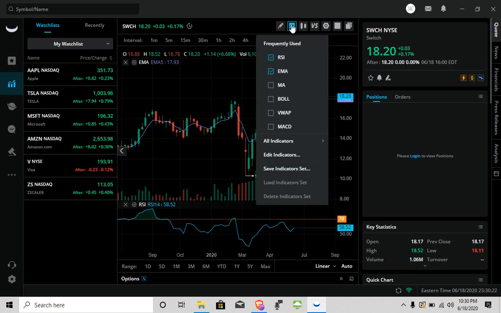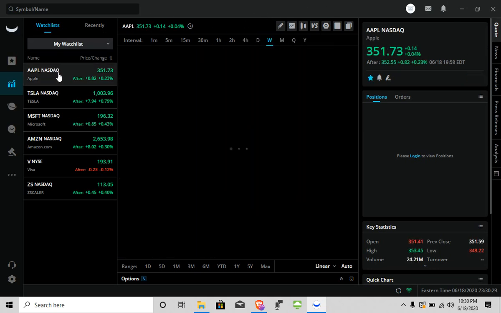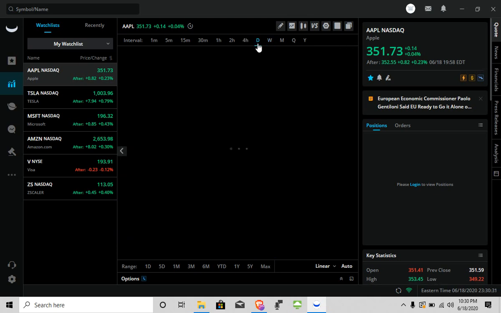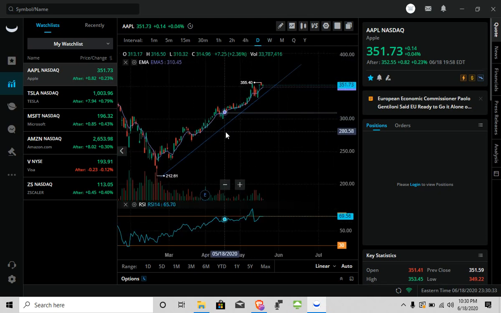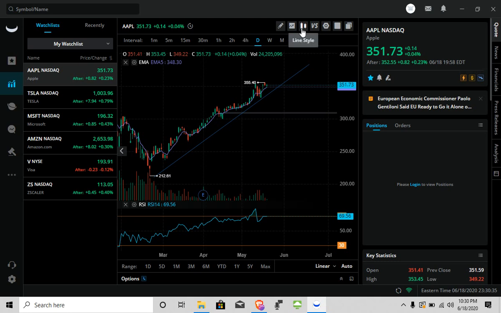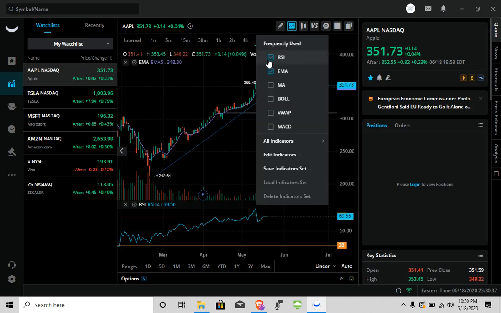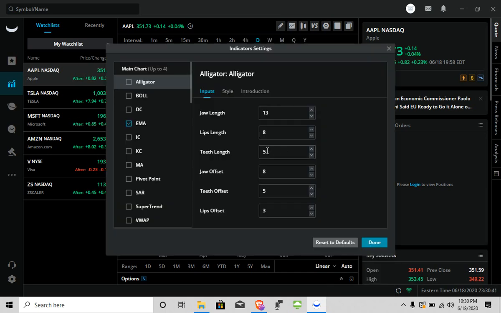So from an indicator standpoint, obviously you guys know I'm on my Webull platform, and let's just choose Apple because right now I'm a fanboy of Apple at the moment. So okay, we have Apple here. Let's go over to the indicators, RSI, EMA. So we have those. Let's go over to edit indicators, and we are going to go over to the EMA side, and we're going to select the periods.